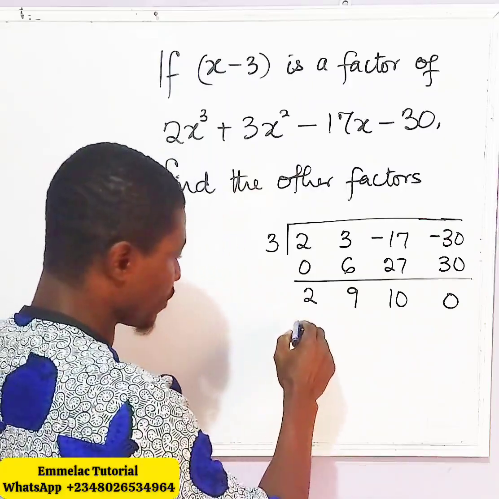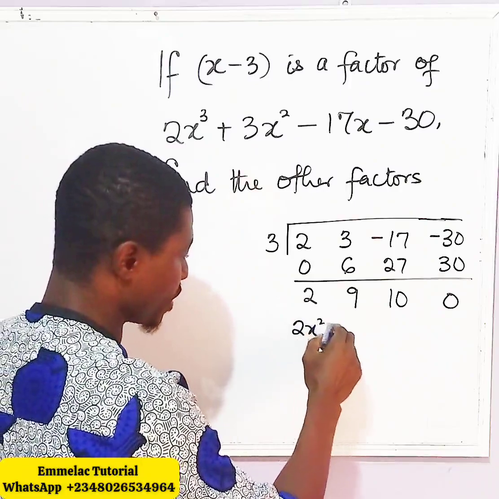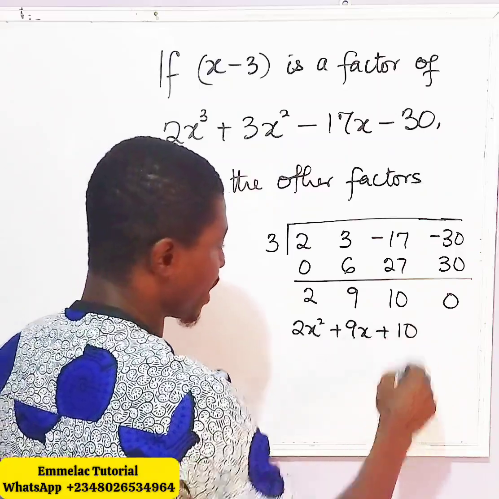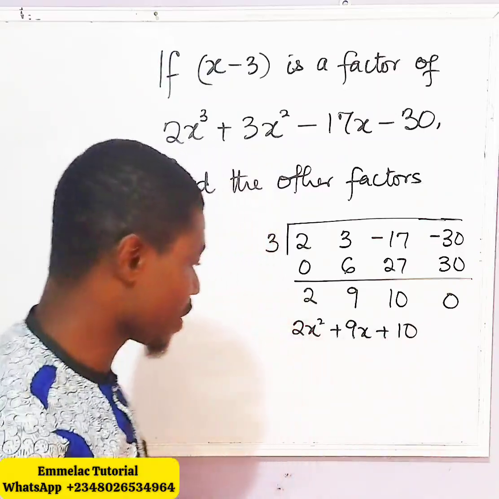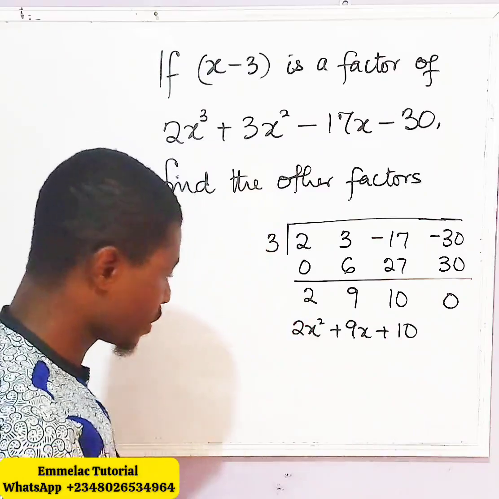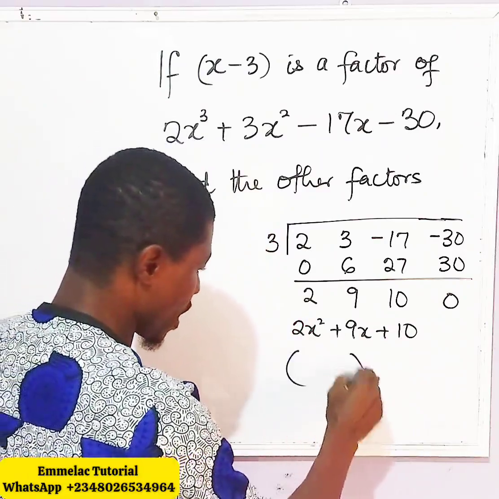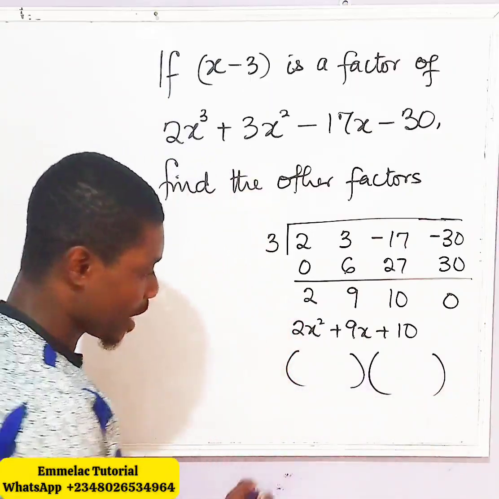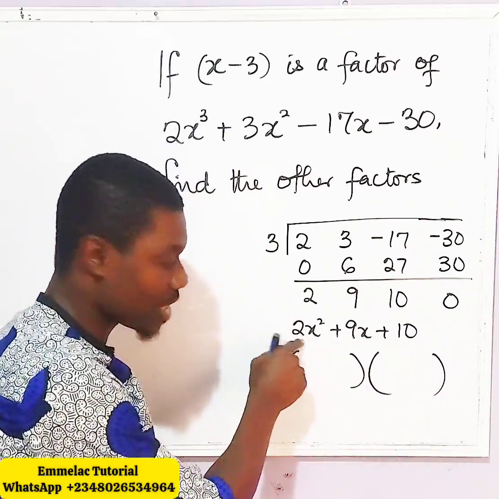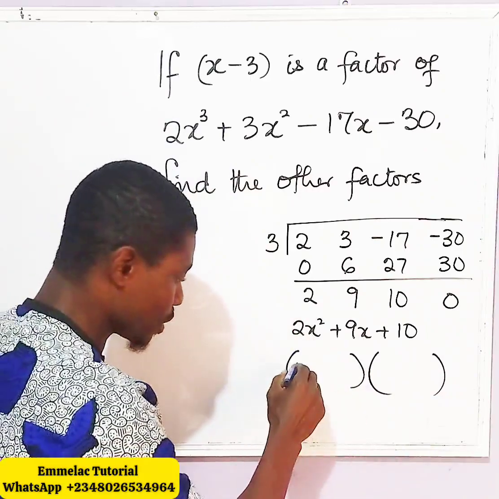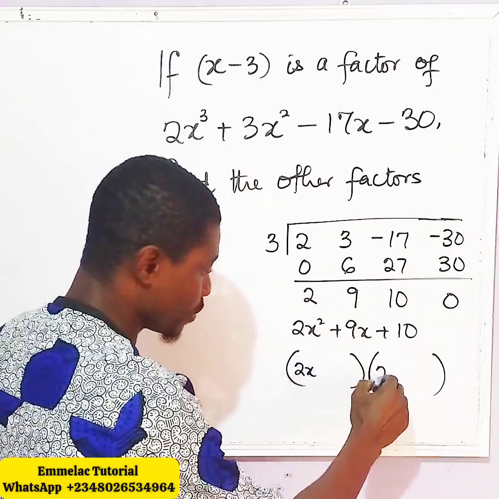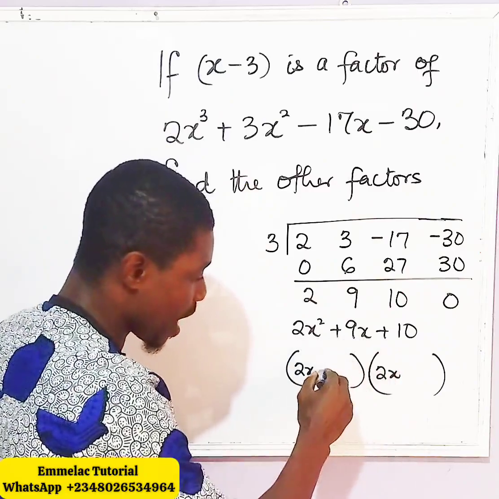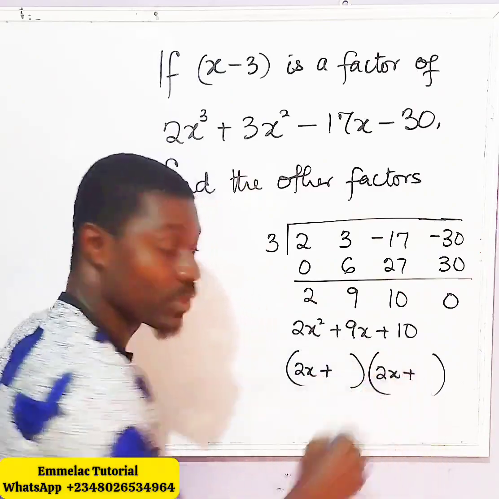So this now gives us 2x squared plus 9x plus 10. With this we can now factorize. Let's open two parentheses this way. Since the leading quadratic term here is 2, just put 2x, then 2x. Since we are having positive and positive here, add positive and add positive.